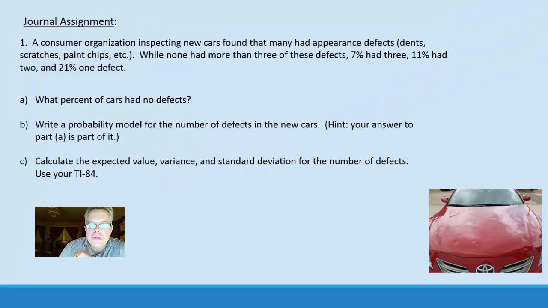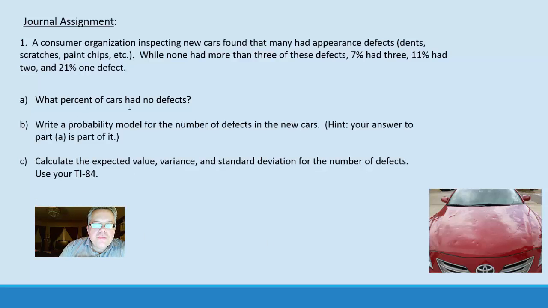All right, it's your turn. Time for a word problem. It says a consumer organization inspecting new cars found that many had appearance defects, like they had dents, scratches, paint chips, etc. in the car. While none had more than 3 of these defects, 7% had 3, 11% had 2, and 21% had 1 defect. So here in the corner we have a picture of a hail damaged car. You can see that the hood is totally messed up.